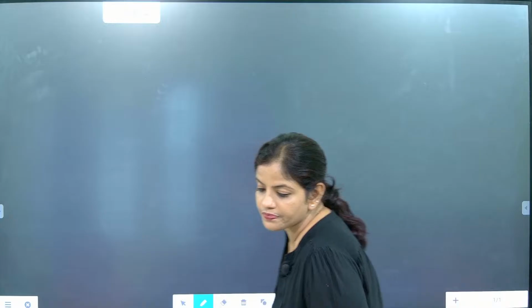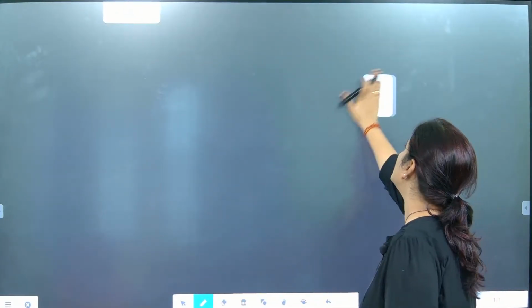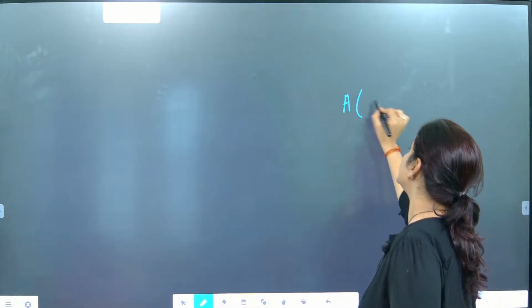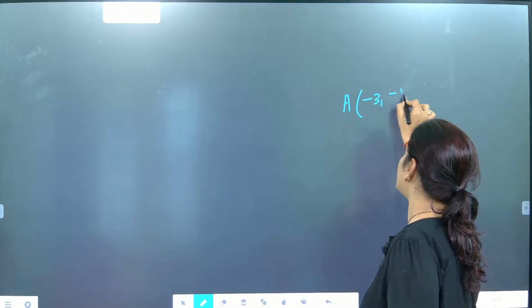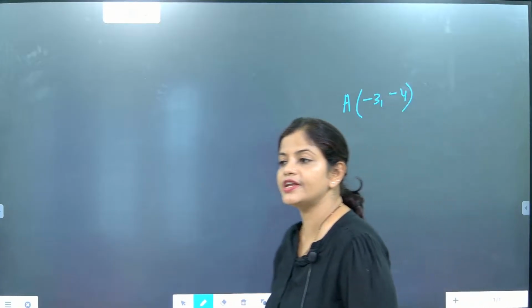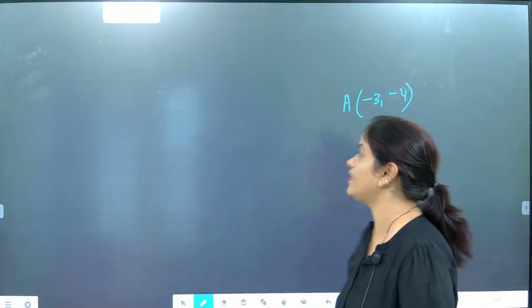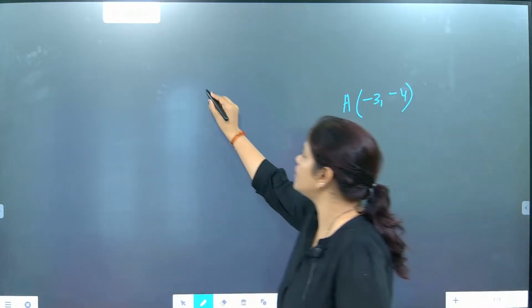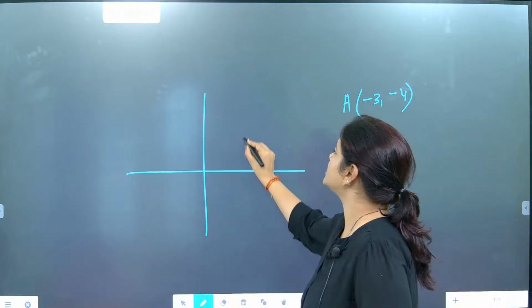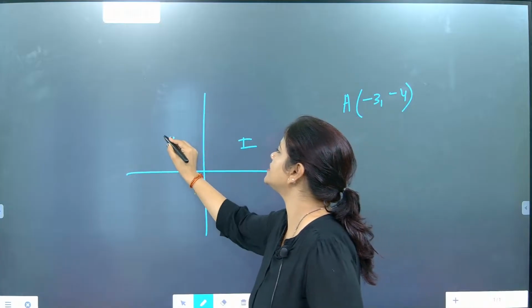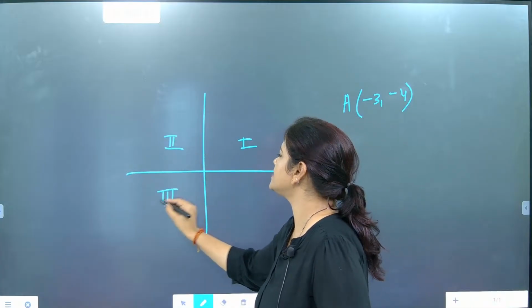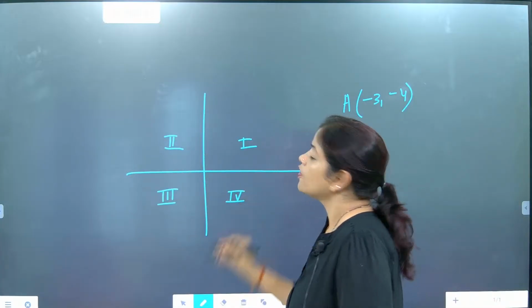In the second part for class 9, when somebody will be writing this point, it is written as a is equal to -3, -4. Can you tell me which quadrant it is? Third quadrant. It is the third quadrant. Very good. So we know that all the 4 quadrants are there. This is the first quadrant, this is the second quadrant, this is the third quadrant and this is the fourth quadrant.